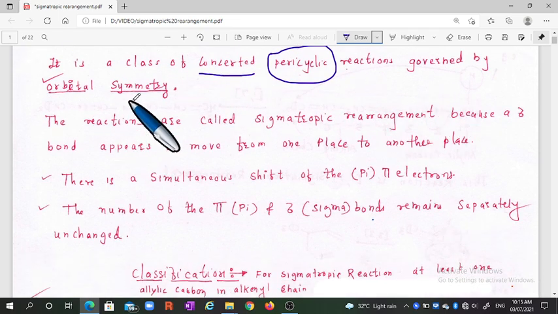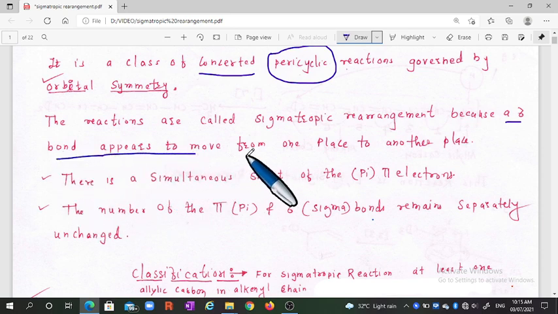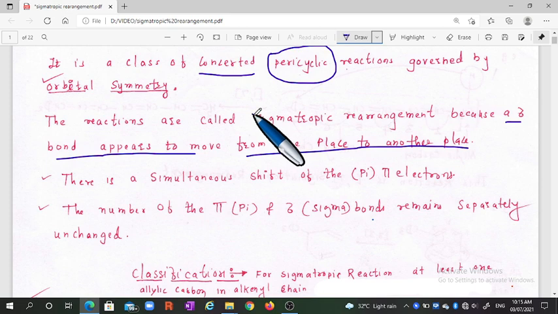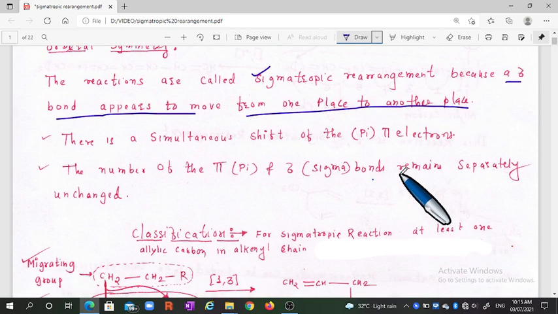it is governed by orbital symmetry. In this reaction, the sigma bond appears to move from one place to another place. That's why we have called them sigmatropic reactions. In this reaction, during the migration of the sigma bond, there is a simultaneous shift of pi electrons.